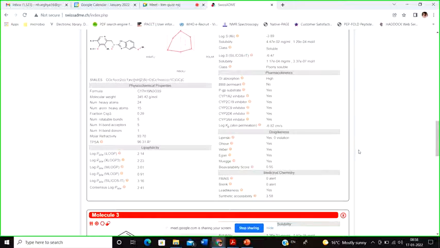So every molecule will not have a high score. Depending upon its action, depending upon its activity, the thing will change.